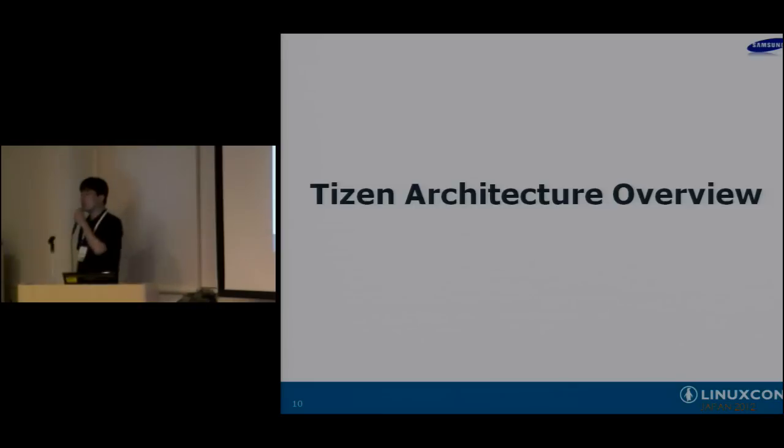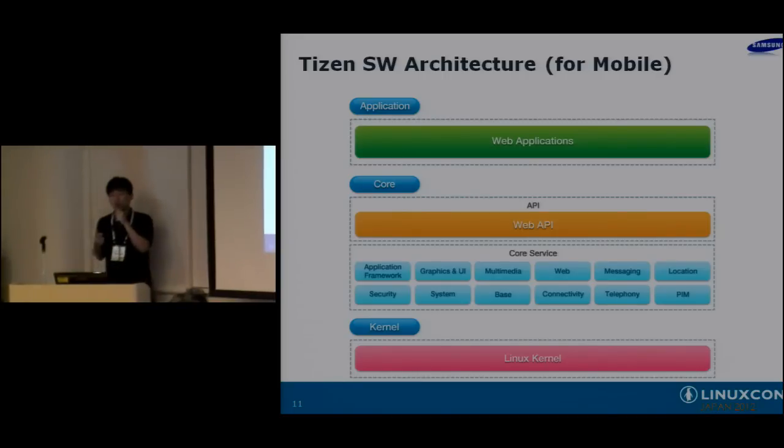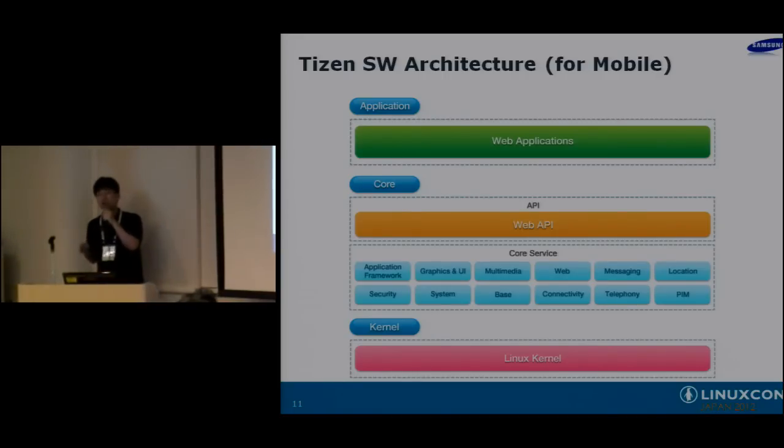Okay, now I will give an overview of our Tizen architecture. Here is the software architecture for mobile profile. We have Linux kernel. Based on Linux kernel, we provided the core services like application framework and graphics and input.